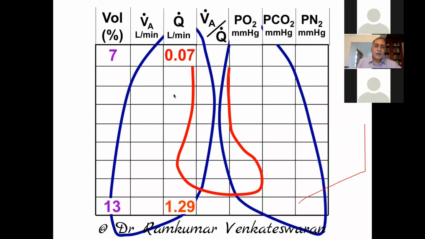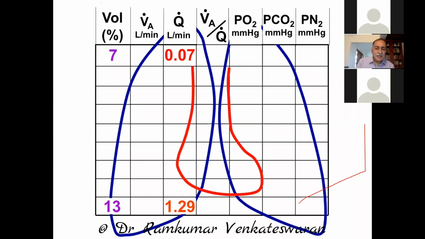Now we need to look at not just the absolute numbers, but if we were to calculate the amount of blood flow per percent of lung volume, what you need to do is divide 0.07 by 7. Again, very easy maths. You get a value of 0.01. That is 0.07 liters per minute in 7% of the lung volume, and therefore in 1% of the lung volume it would be 0.01 liter per minute per percent of lung volume.